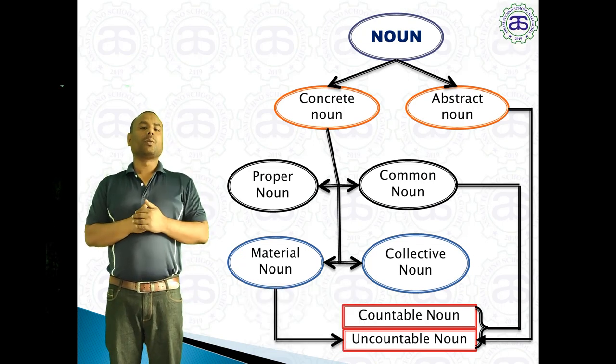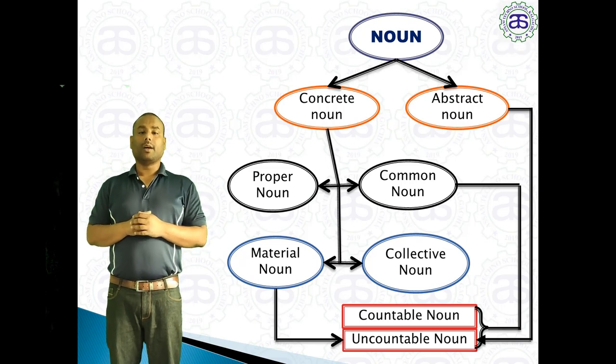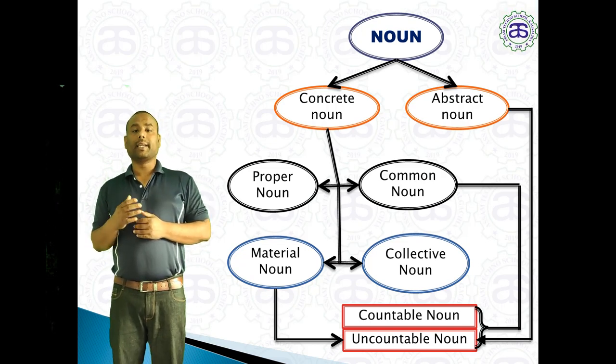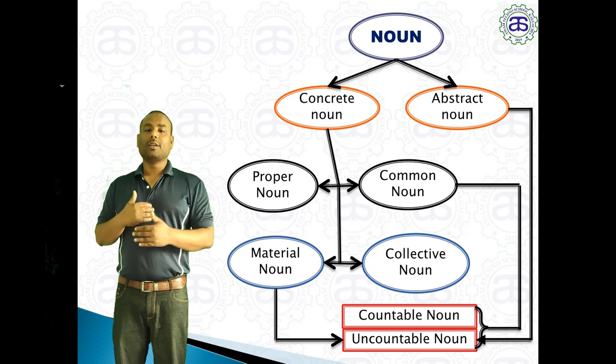Now let us understand what is countable noun and uncountable noun. From the name itself, you can guess what can be the meaning of those two words. Countable, which can be counted, uncountable, which cannot be counted.